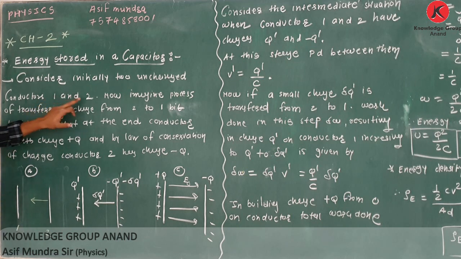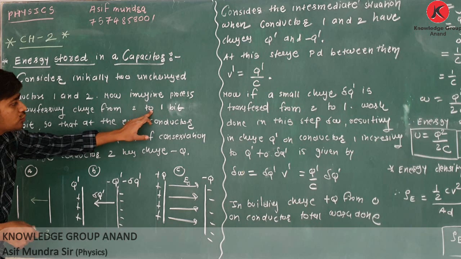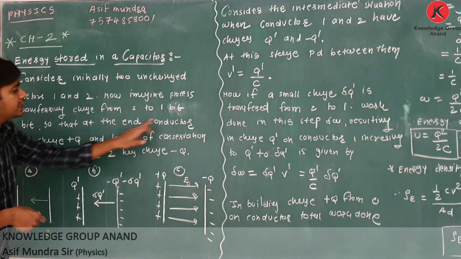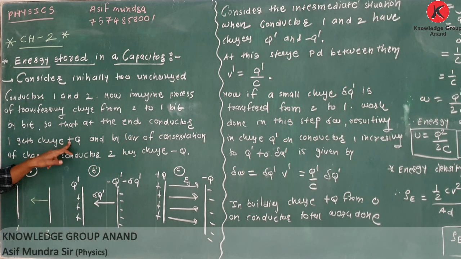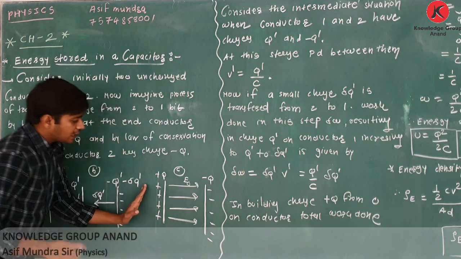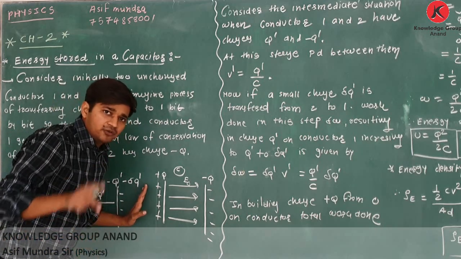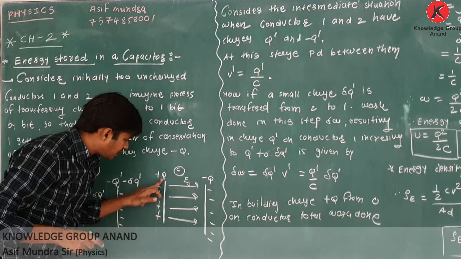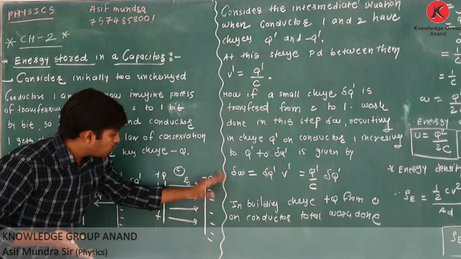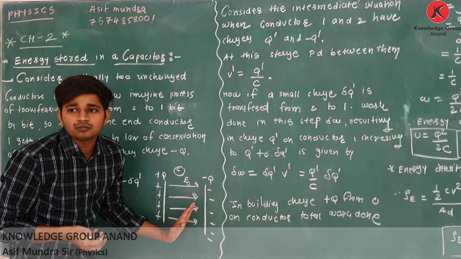Now imagine the process of transferring charge from conductor 2 to conductor 1 bit by bit, so that at the end conductor 1 gets charge plus Q, and by the law of conservation of charge, conductor 2 has charge minus Q, as shown in this figure C. We want to store charge plus Q on this plate, so on this plate it will be minus Q, and total charge will become 0.